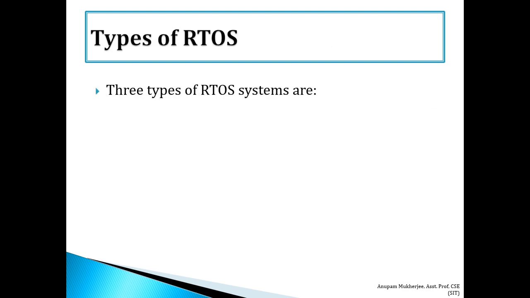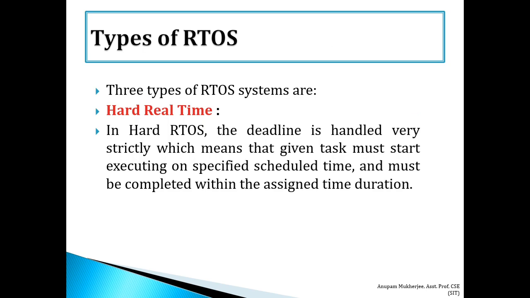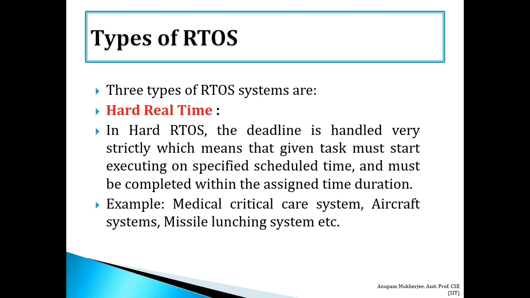Now, what are the different types of RTOS available? The major three types of RTOS start with the hard real-time operating system. In a hard real-time operating system, the deadline is handled very strictly, which means that a given task must start executing at a specific scheduled time and must be completed within the assigned time duration. Examples: medical critical care systems, aircraft systems, missile launching systems, and control systems in the power plant industry.